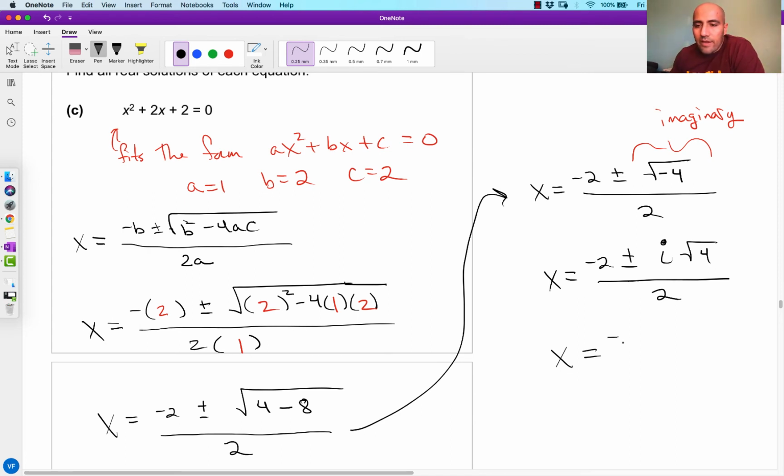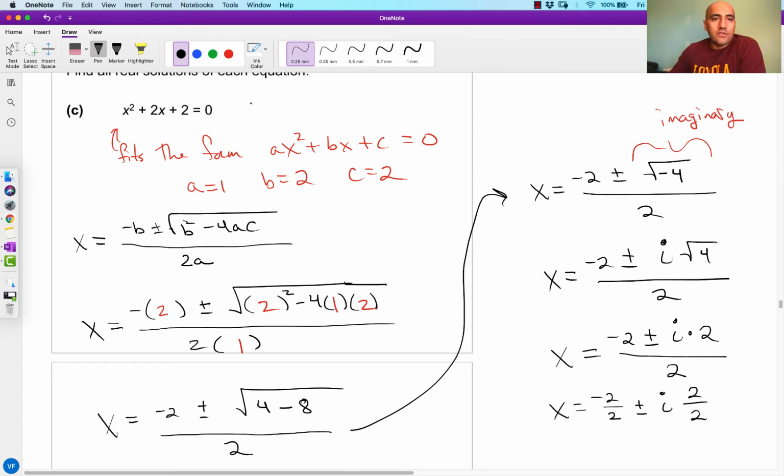Okay, so then we have minus 2 plus or minus i, and then the square root of 4 is a 2, so I'll just put a 2 there, all over 2. And so now we can separate this into x equals negative 2 over 2 plus or minus i times 2 over 2. And so these reduce to give you a minus 1, and these reduce to give you a 1. So we end up with x equals minus 1 plus or minus i.